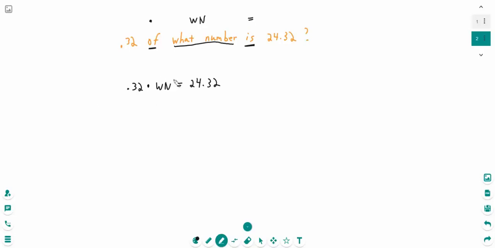You can solve this in a number of ways. You could start by eliminating the decimals, like you've learned before, so you would multiply both sides of this equation by 100. Or if you didn't mind working with decimals, you could leave the decimals and just divide it out. So in this case, we'll leave the decimals and divide by 0.32. Let's get that WN by itself. So we divide this side by 0.32, and we end up with WN equals, and now we have to do that division over here, 24.32 divided by 0.32. This decimal we have to move over. We move it over. We get the decimal here, right?